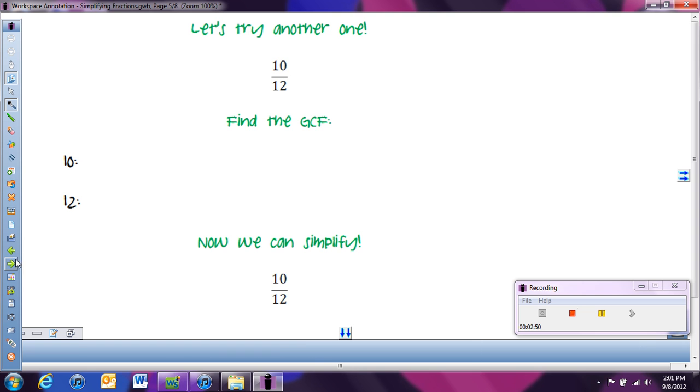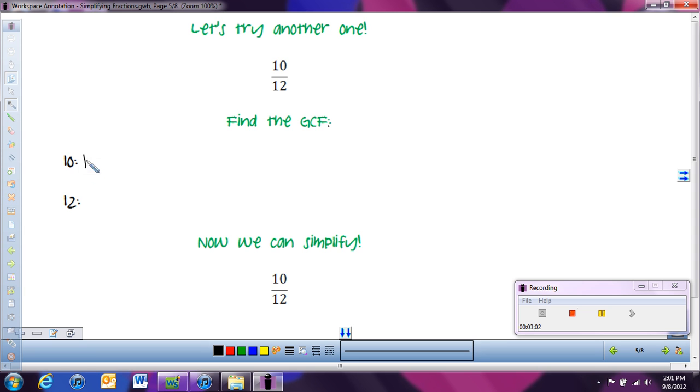Let's try another one for a little extra practice. This time we have 10/12. So same thing to simplify 10/12, we're going to find the greatest common factor. So all the numbers that go into 10, we'll start with 1 again. 10 divided by 1 is 10. Then we can go into 2. 10 divided by 2 is 5. 10 divided by 3 won't give us a whole number. 10 divided by 4 won't give us a whole number. And then we're at 10 divided by 5, which is 2. We've met in the middle.